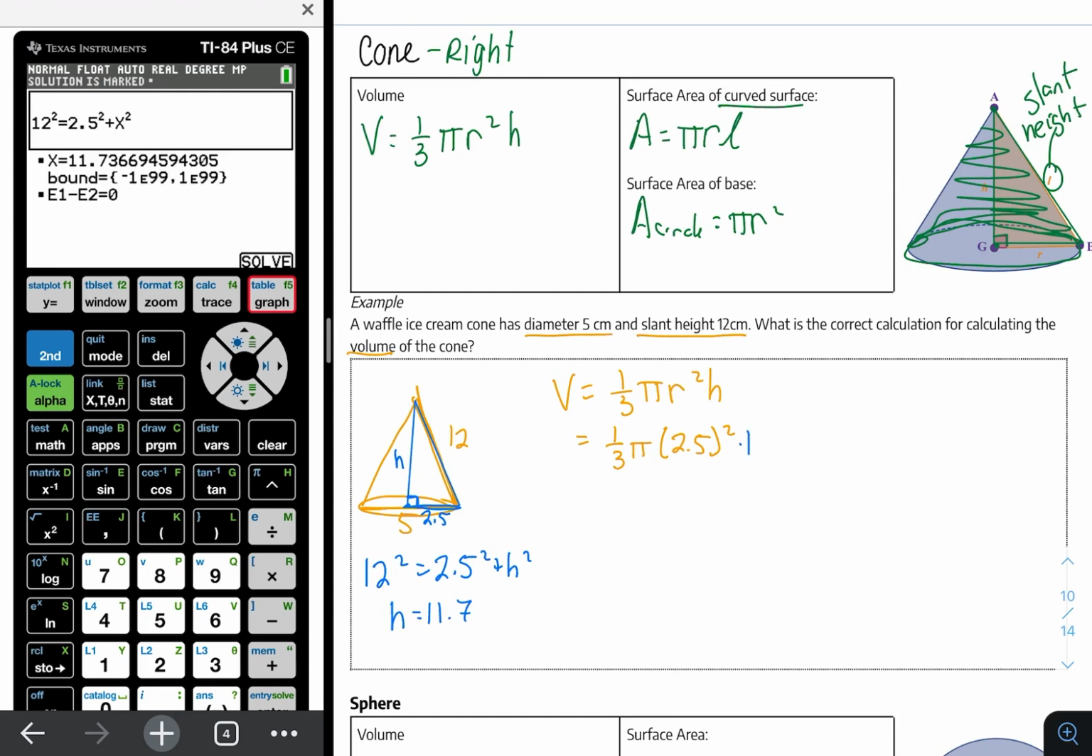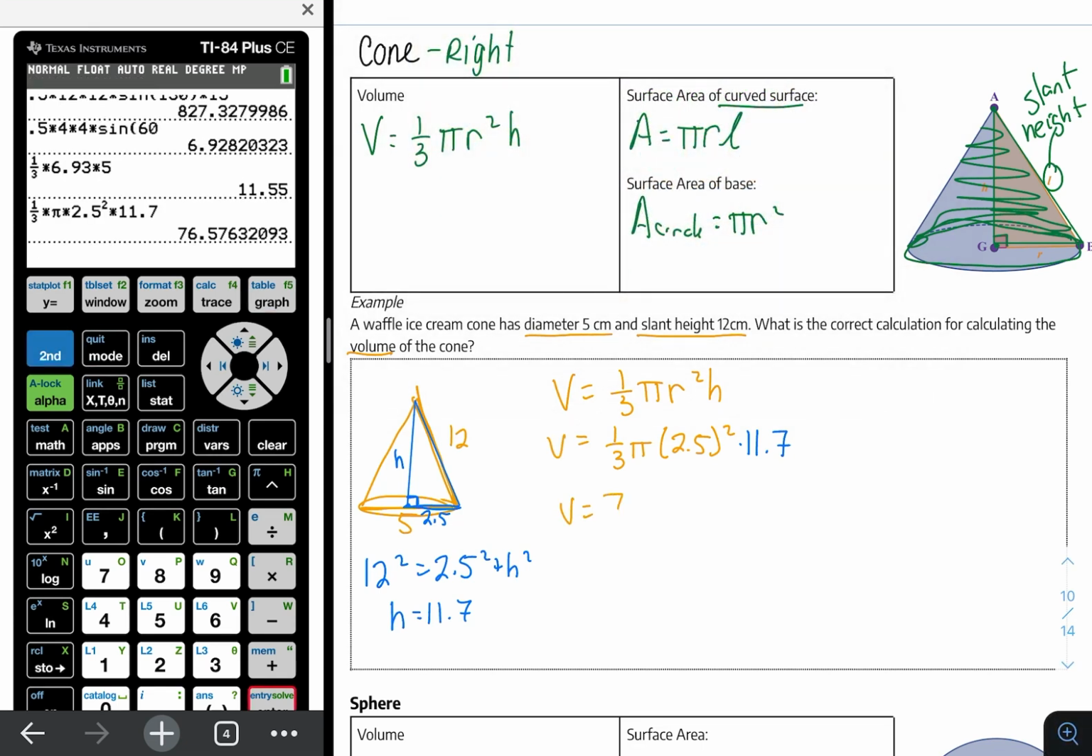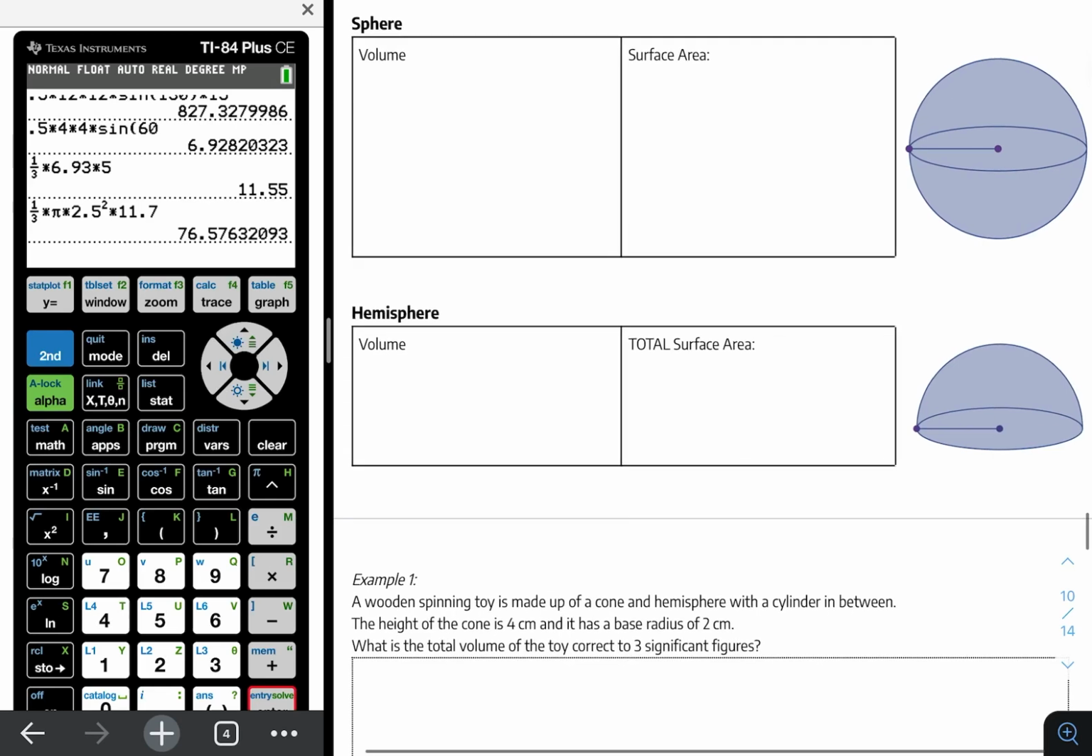So I can add the 11.7 into my equation, and I get that the whole volume of the cone is going to be 76.6 centimeters cubed. And now for our final two shapes, the sphere and the hemispheres.